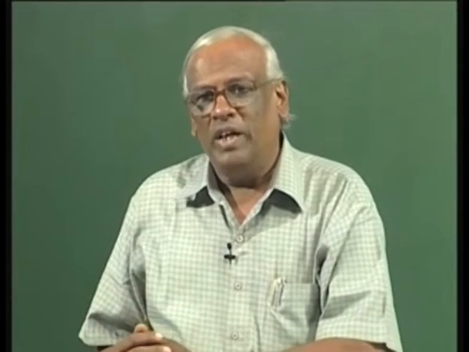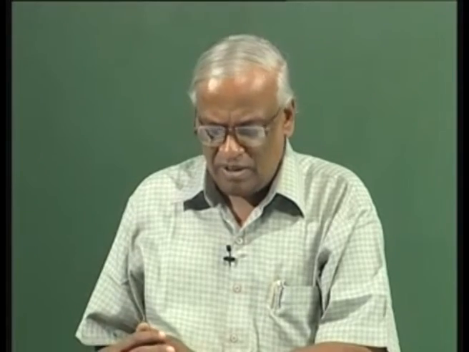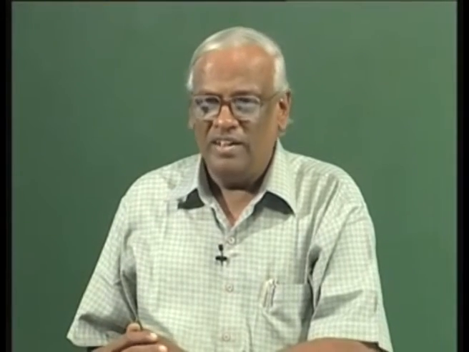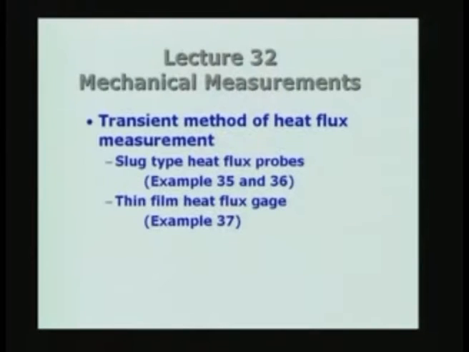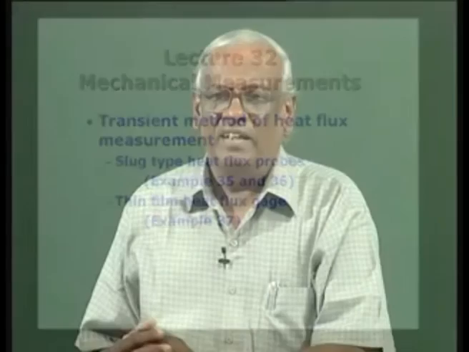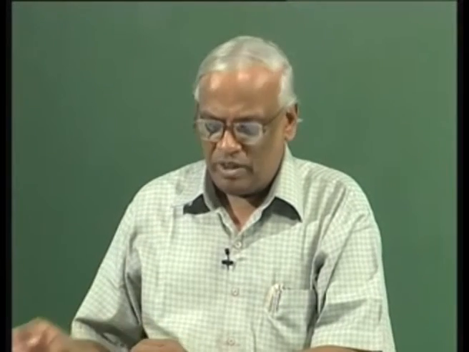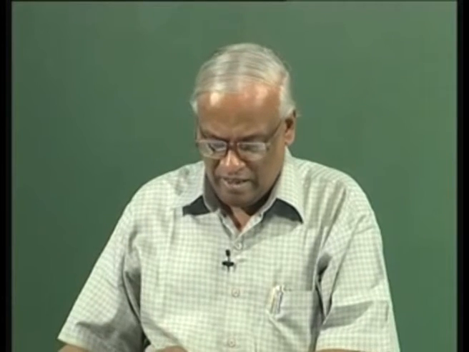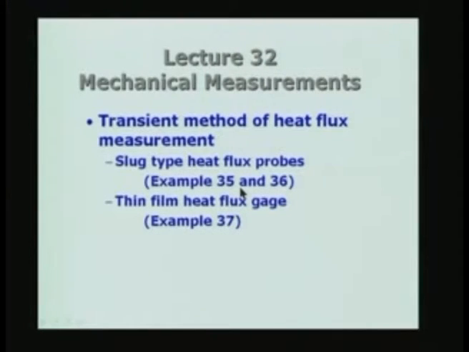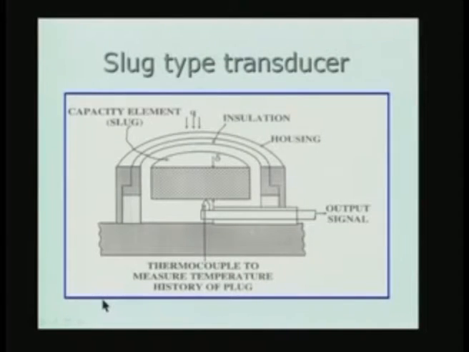So what I am going to do today is to look at two types of transient methods, one which we call the slug type heat flux sensor, and the second one is the thin film heat flux gauge. This thin film comes up again and again, and of course the way we are going to use it here is to use it in the transient mode of operation. So I will be taking one or two examples which are going to be giving some idea about the numbers which characterize some of these heat flux sensors. So let us look at the slug type transducer.